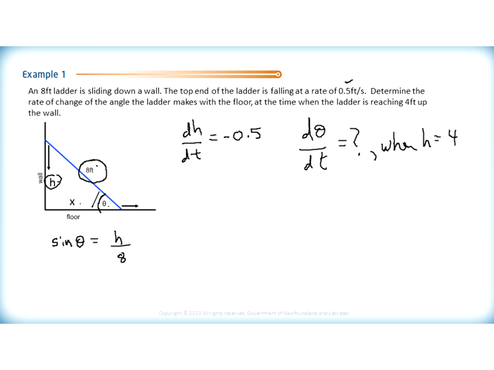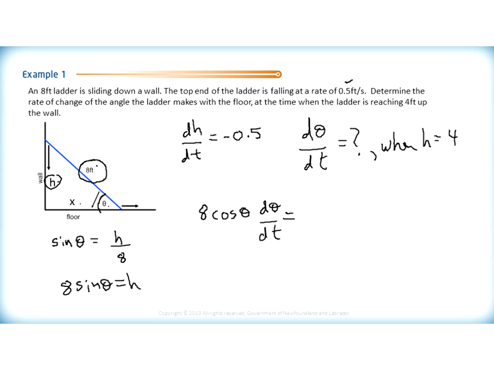Okay, so if you don't like fractions, you could say 8 sine theta is equal to h, if that makes you feel a little bit better about it. So we want to relate their rates of change now. So let's go ahead and differentiate and see what comes out of this. So the left side, using implicit differentiation, is going to be 8 times the cosine of angle theta. But remember, everything is a function of time here. So we have to multiply by d theta by dt after we differentiate there.